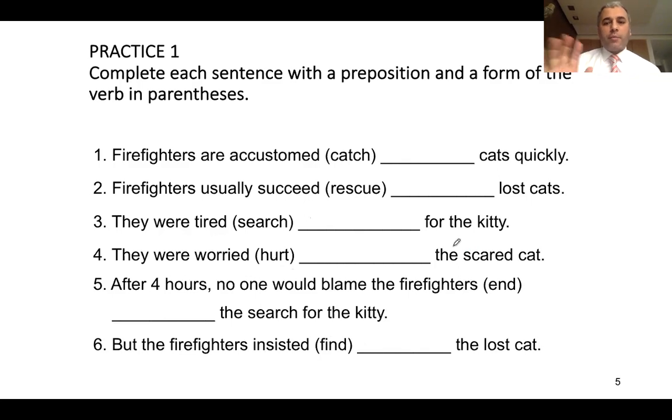So the answer now, I suppose that you have done that. Let's do the corrections. So: firefighters are accustomed to catching cats quickly.